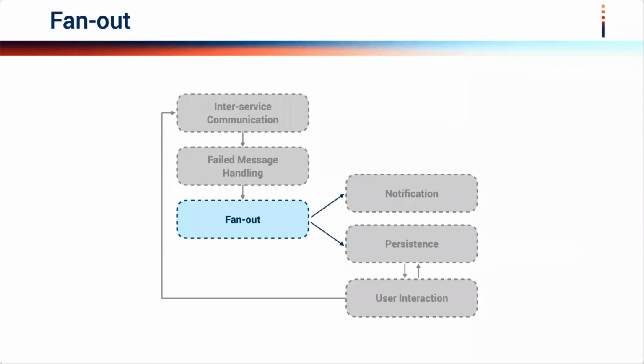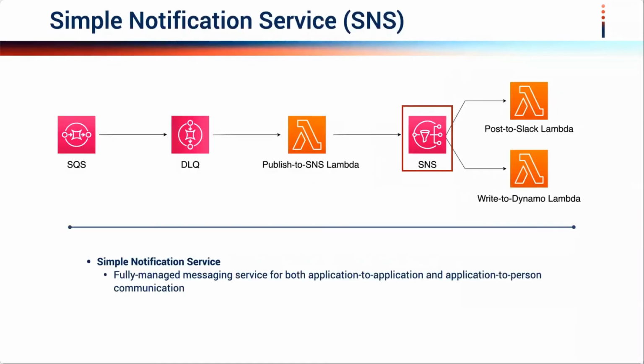The fanout component consists of a Lambda that sends a message to a simple notification service topic and two Lambdas that subscribe to that topic. We will explore each of these resources and their responsibilities in the next few slides. To begin with, the simple notification service is a fully managed messaging service for both application to application and application to person communication. Kuri makes use of both of these avenues.